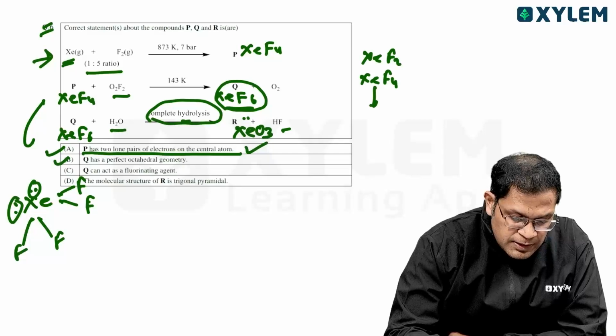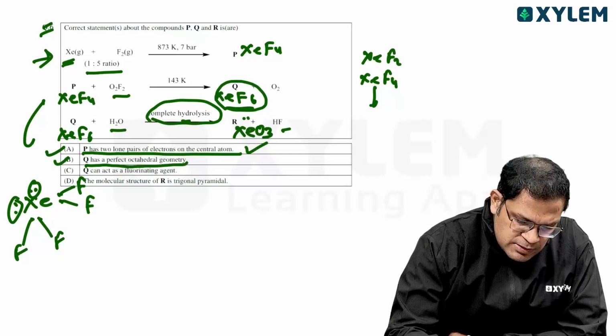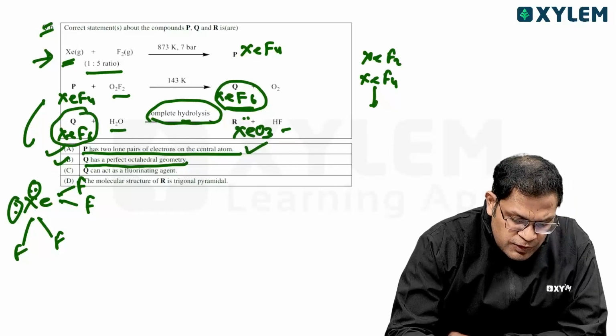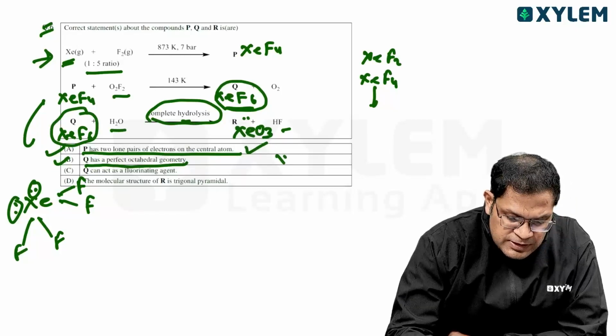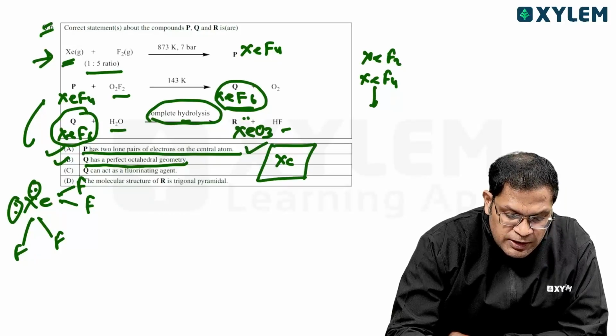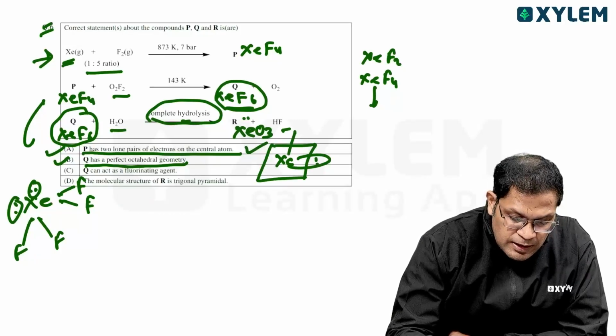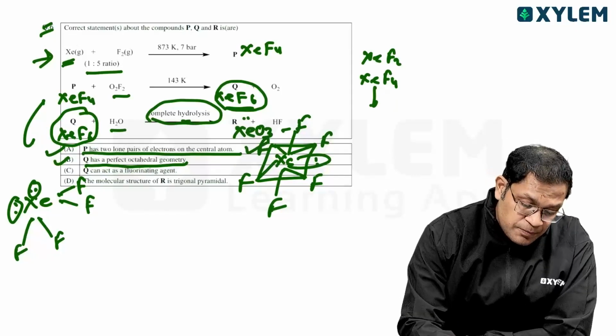What about B? Q has perfect octahedral geometry. What is Q? We know that XeF6 has distorted octahedral geometry. It is not perfect octahedral geometry. My dear student, this is a very popular compound of xenon, you must know.